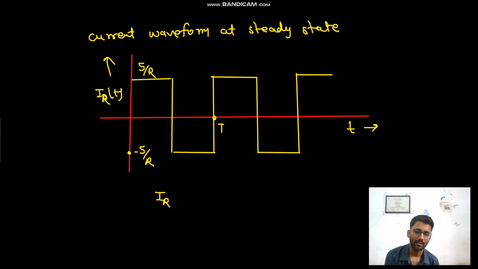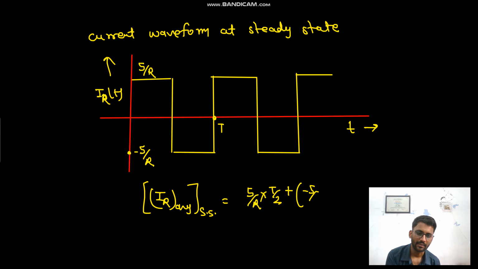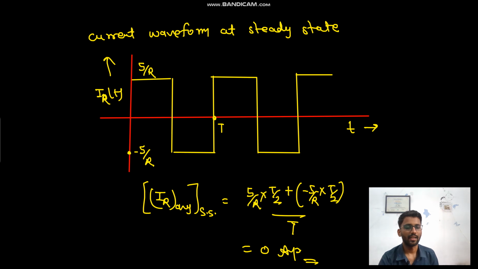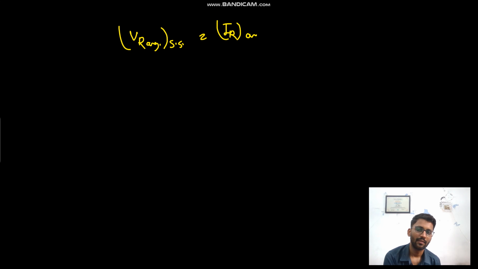So IR average at steady state, it would be 5 by R into T by 2 plus minus 5 by R into T by 2 upon T. So it would be 0 ampere. So your steady state average current is 0 ampere. So your VR average at steady state would be IR average into resistor, so it would be 0 volt.